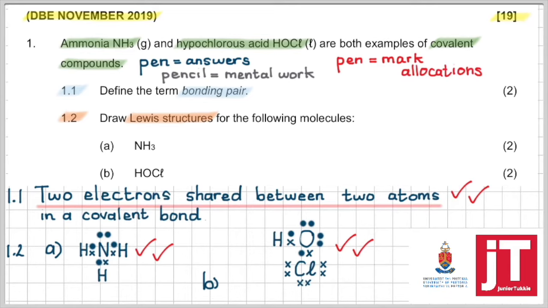For this, you will obtain 2 marks. And notice over here that although again hydrogen is satisfied with 2 electrons, both oxygen and chlorine are surrounded by 8 electrons because they need their octet to be satisfied.